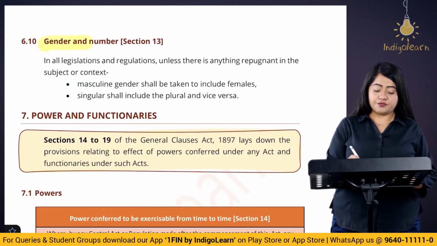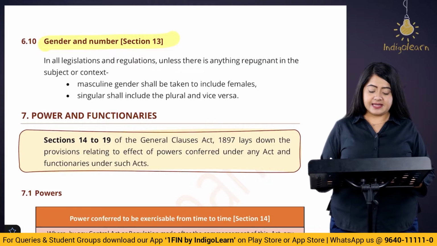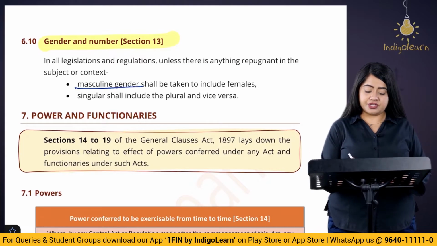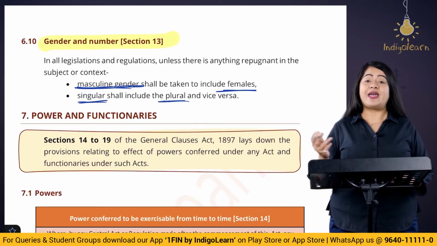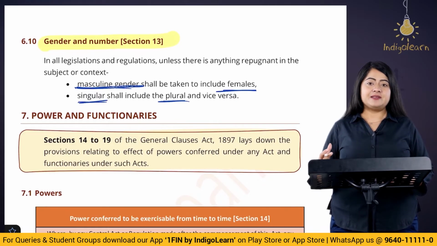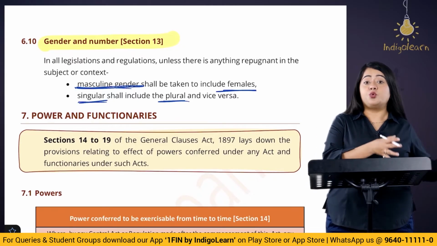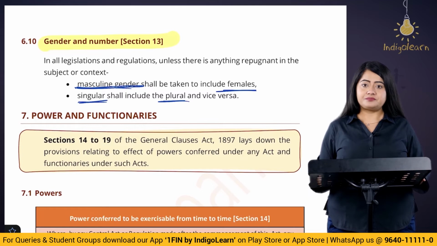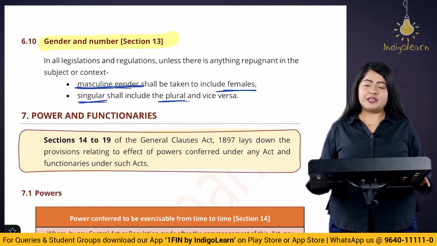The next section is also very simple, gender and number. Section number 13 says that in a legislation, if masculine gender is mentioned, then it will include females also. If singular is mentioned, then it will include plural also, and vice versa, right? It means that let's say in a particular enactment, it is stated that he shall be liable to a penalty of so much money. In that case, he is a masculine gender. Does it mean that women will not be included? They will not be punished if they have done the same offense?